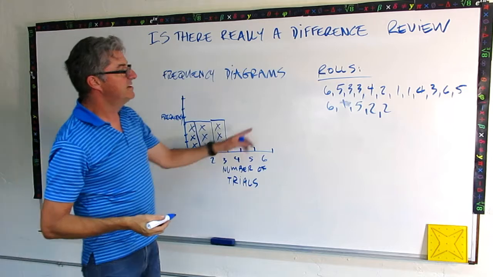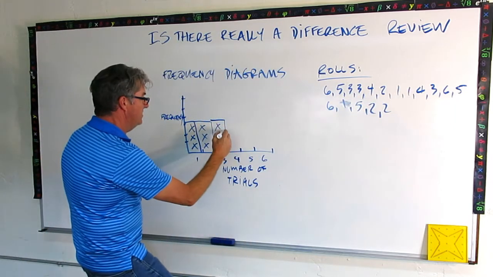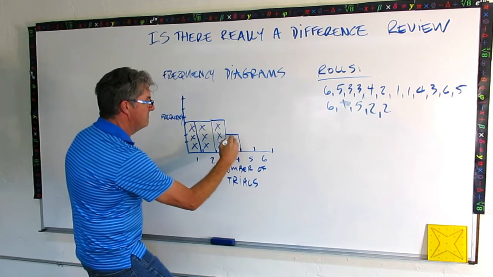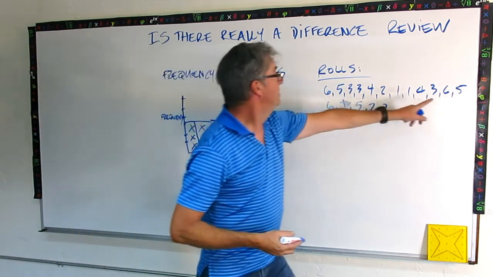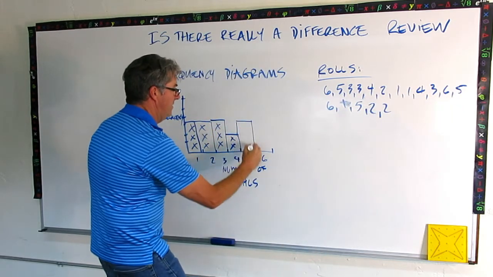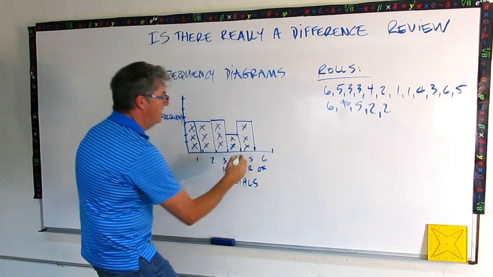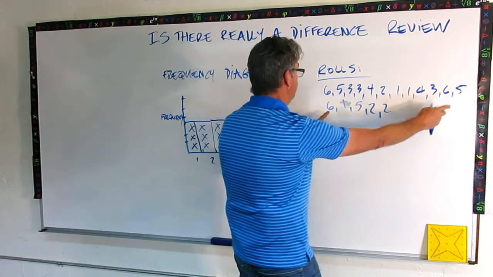How many 4s? Looks like I got 2 4s. So this bar would be a little shorter, like that. How many 5s? I got 1, 2, I got 3 5s, so we're back up here. And then how many 6s did I get? I got 1, 2, 3 6s.